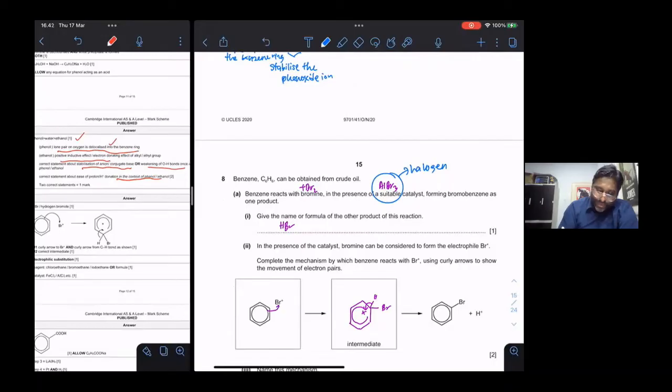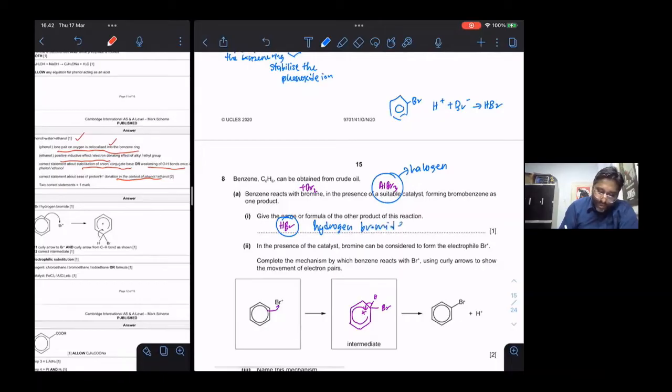So of course, if you have benzene, the H is going to be substituted. So of course you have Br, so the H from here and another Br over there, they are going to join together. Then they are going to give you HBr. So the question says give the name or formula. I gave the formula HBr. If you want to give the name, then hydrogen bromide.